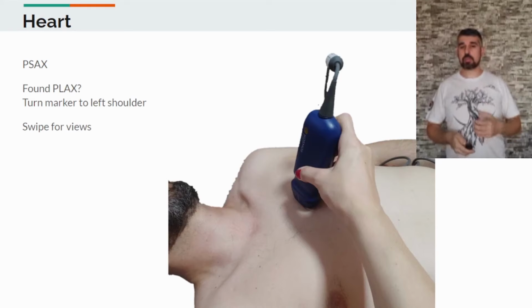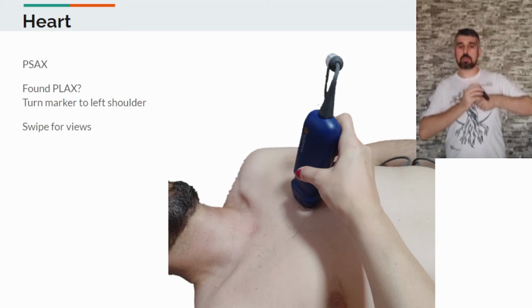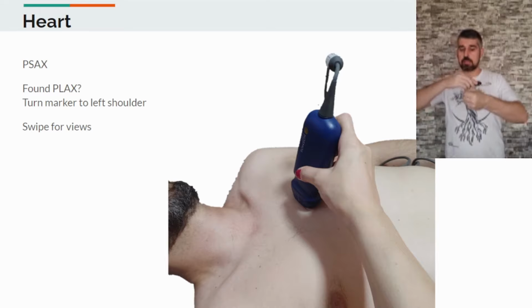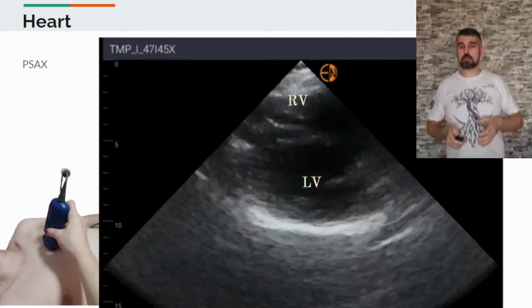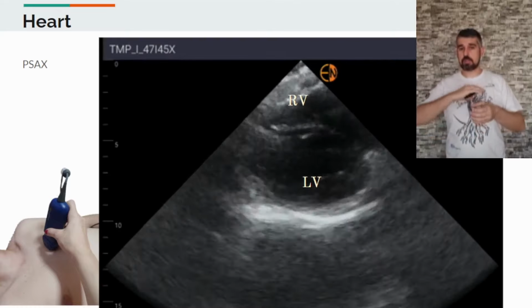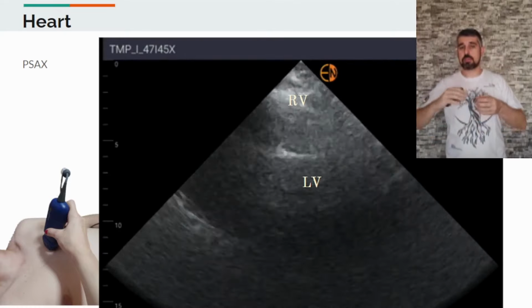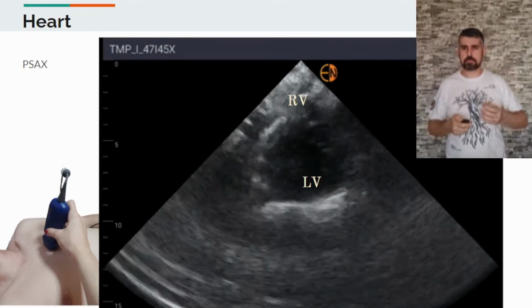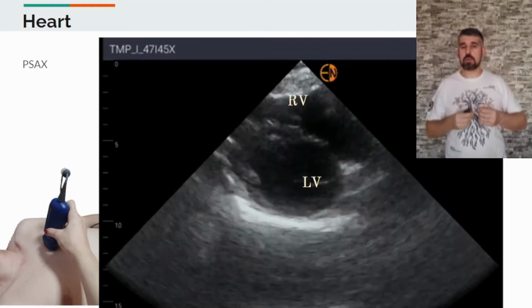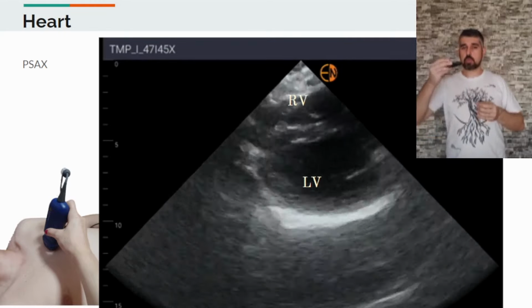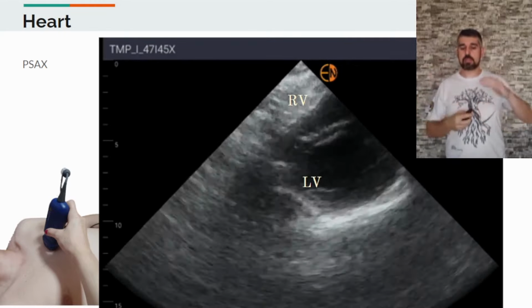And to get the short axis, so the short view, I have my heart here. I was pointing my tip to the right shoulder. Now I just point my tip to the left shoulder. So now I'm cutting the heart like this. And I'll see this. This is more transversal view of my ventricles. Always the right ventricle is closer to the chest wall. And I will just swipe down and up to see other views.